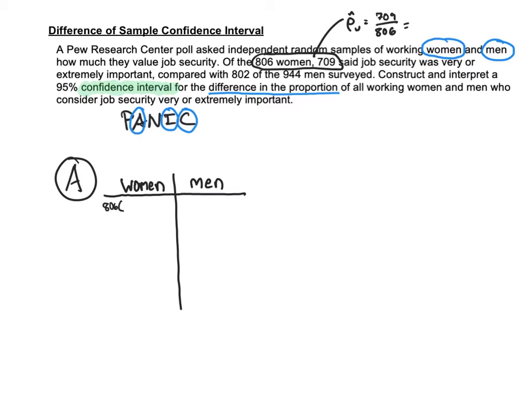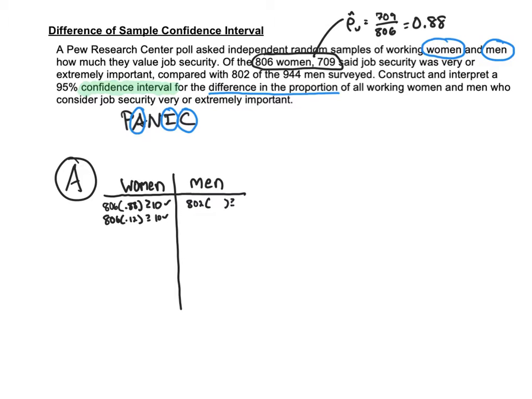So let me grab my calculator. Let's do this. 709 divided by 806. I get 0.88. Let's call it 0.88. So 0.88, is that greater than or equal to 10? You betcha. 806 times 0.12, is that greater than or equal to 10? Yep. Okay, perfect. So let's do the same thing with men.